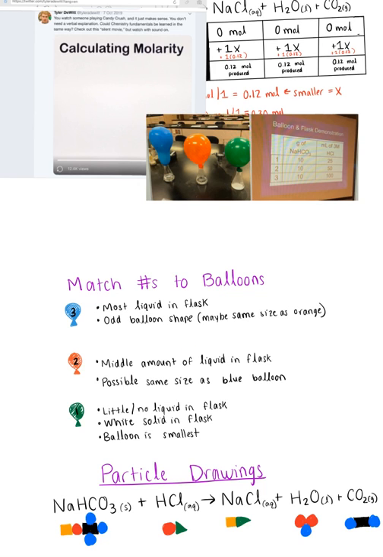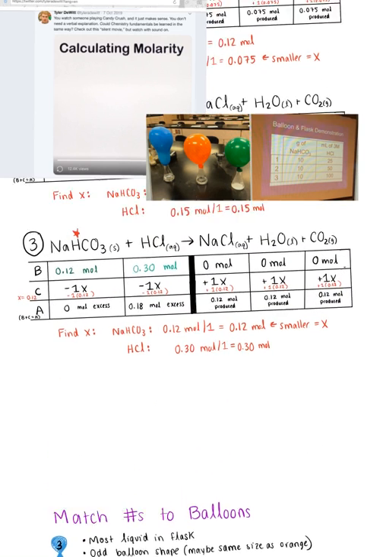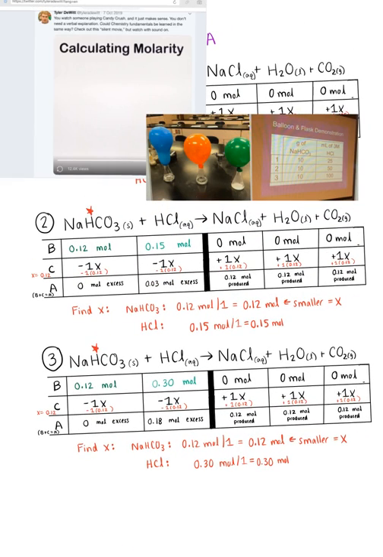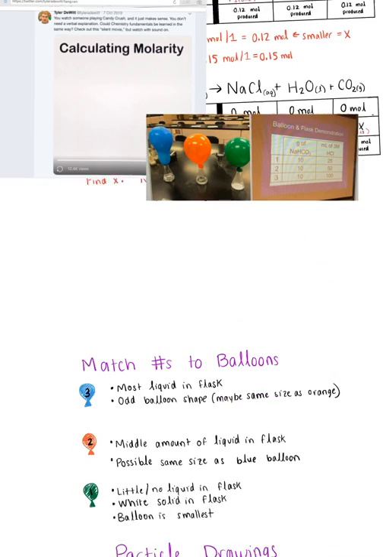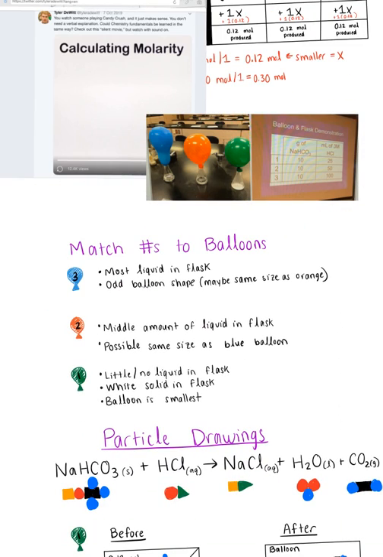Then the one where we produced the middle amount of liquid in the flask, if you look at your BCA table, look at the liquid or the aqueous things. We have 0.12 water. We have 0.03 of this aqueous HCl left over. Here we have 0.18 aqueous HCl and 0.12. So the water produced is the same in both, but one of them has more leftovers. So I'm going to argue that flask 3 is the one with lots of liquid left in the flask because there's lots of excess of this aqueous HCl.